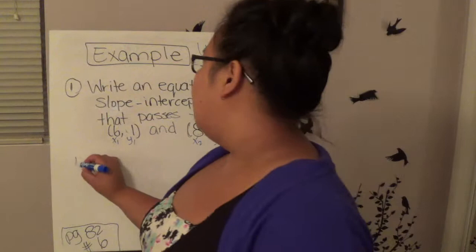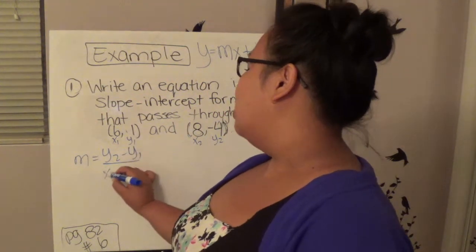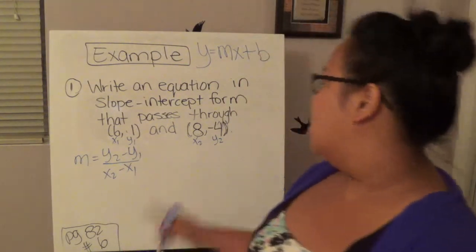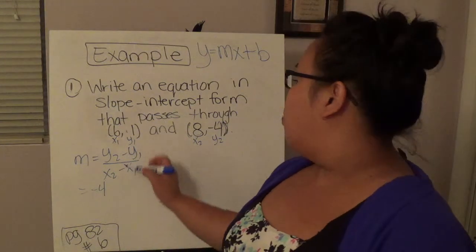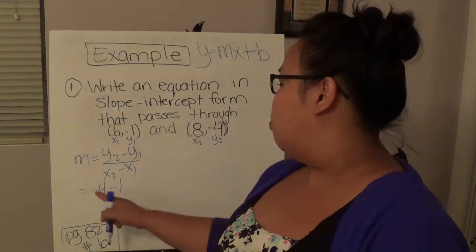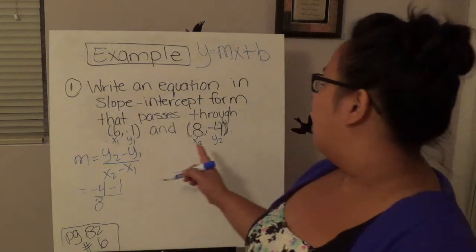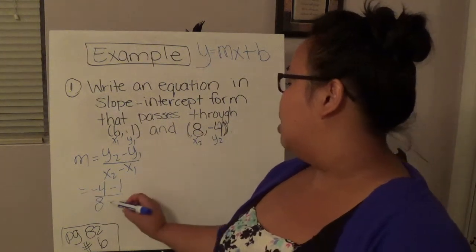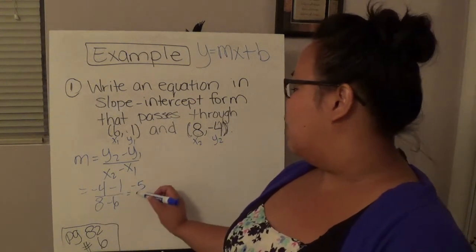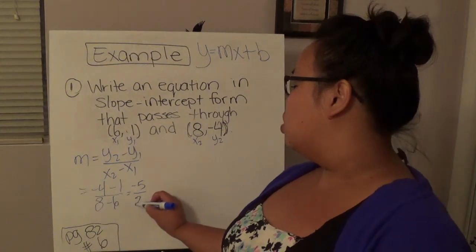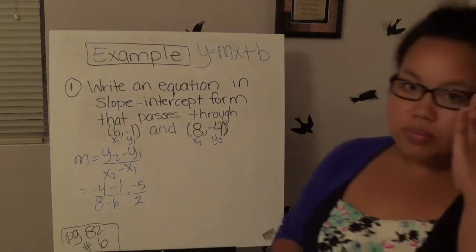So we're going to find the slope. The equation of slope, if you remember, is y2 minus y1 over x2 minus x1. Let's plug it in. y2 is -4 and y1 is 1, so -4 minus 1. x2 is 8 and x1 is 6. -4 minus 1 is -5, over 8 minus 6, which is 2. So our slope is -5 over 2.